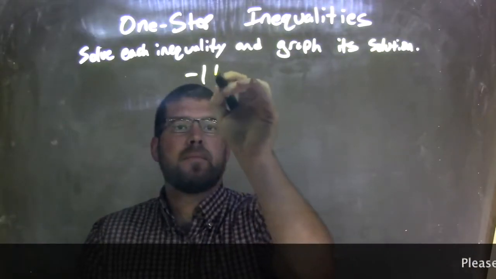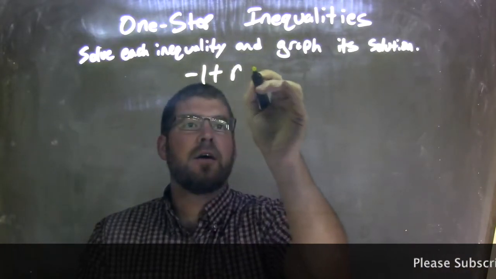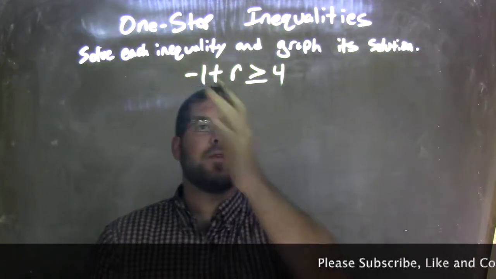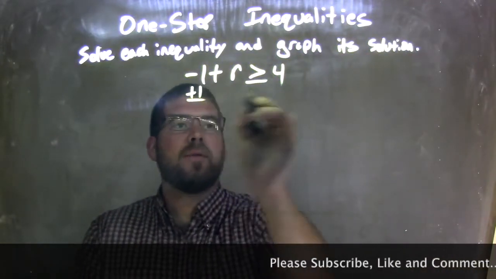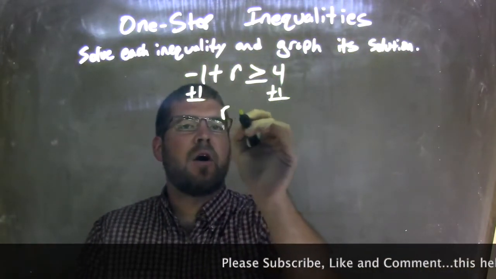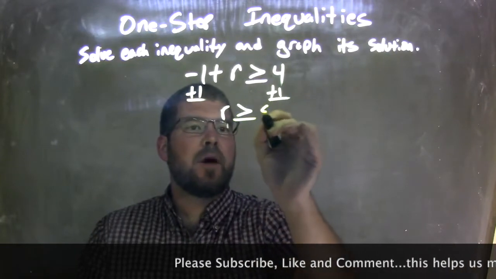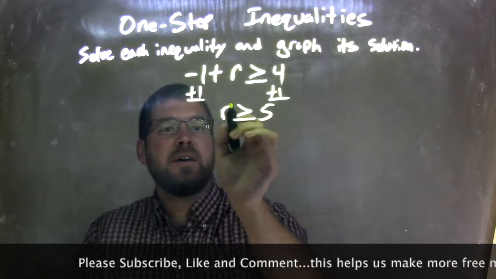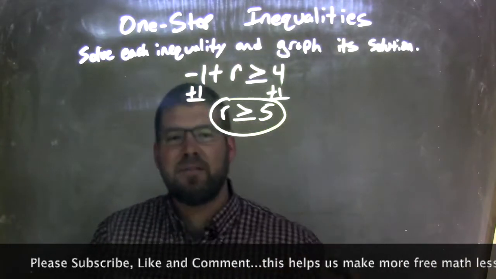Negative 1 plus r is greater than or equal to 4. Okay. Well, first step, let's get r by itself. So I'm going to add a 1 to both sides. That leaves me with r is greater than or equal to a positive 5. Pretty simple. r is already by itself. So r is greater than or equal to positive 5 is my final answer.